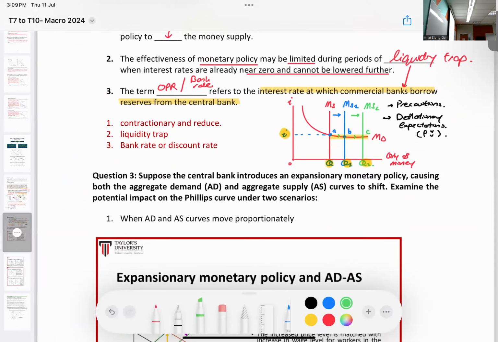Question 3. Suppose the central bank introduces an expansionary monetary policy, causing both the aggregate demand and aggregate supply curves to shift. So let's say they do expansionary monetary policy, and AD and AS shift. Examine the potential impact with the Phillips curve. So again, we come back to the Phillips curve.